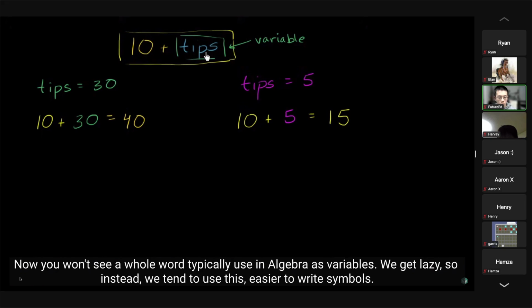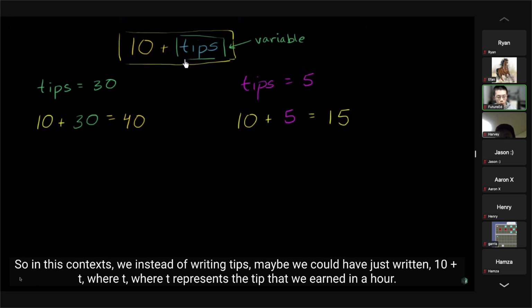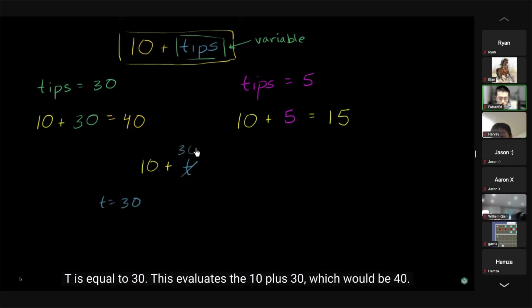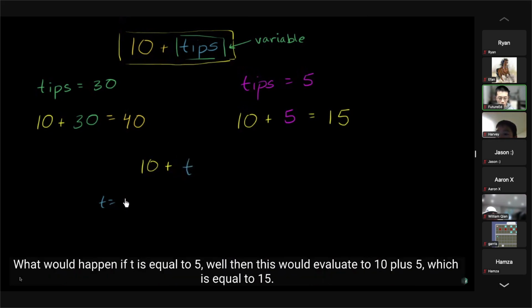Now, you won't see whole words typically used in algebra as variables. We get lazy, and so instead we tend to use easier to write symbols. So in this context, instead of writing tips, maybe we could have just written 10 plus t, where t represents the tips that we get in an hour. And so then we would say, okay, what happens when t is equal to 30? This evaluates to 10 plus 30, which would be 40. What would happen if t is equal to 5? Then this would evaluate to 10 plus 5, which is equal to 15.